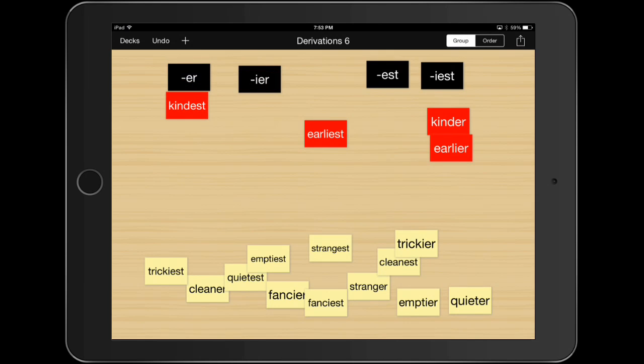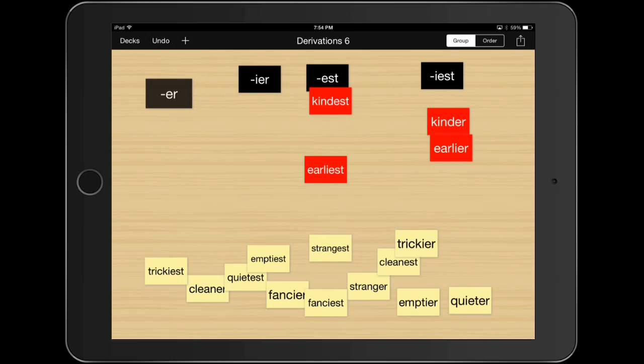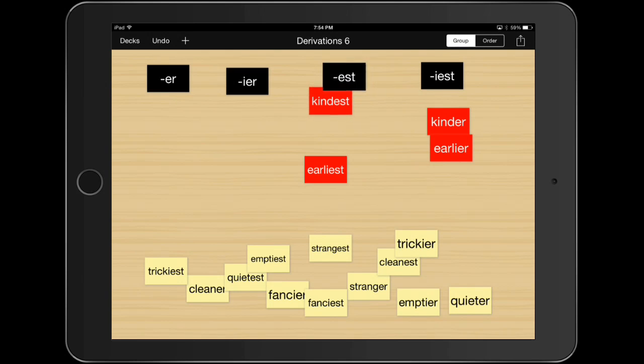For tonight, go ahead, and now I've messed these sorts up. Go ahead and sort your words and be thinking about why we have an ER group and an IER group, and an EST group and an IEST group. I'm going to give you a hint. I want you to notice the base words. Be ready to share tomorrow.